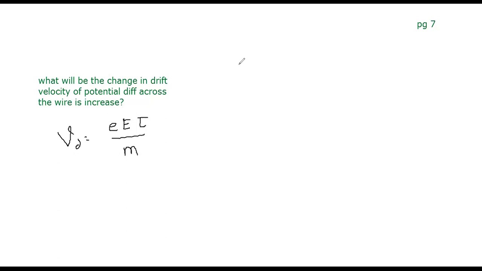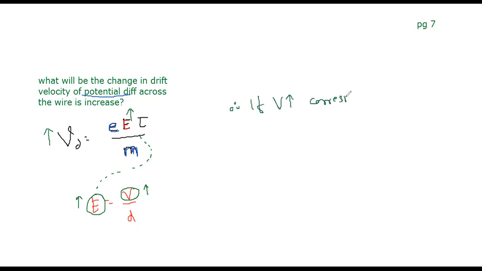Here what is small e? Charge of electron. Charge of electron is constant, it does not depend on potential difference. What is m? Mass of electron, it also does not depend on potential difference. But electric field depends on potential difference. So electric field E is equal to what? V by d. So if potential difference increases, corresponding electric field increases. Substitute here. If electric field increases, drift velocity also increases. Therefore, on the whole, if V increases, corresponding drift velocity also increases.